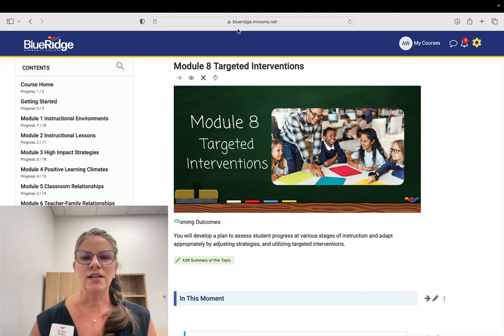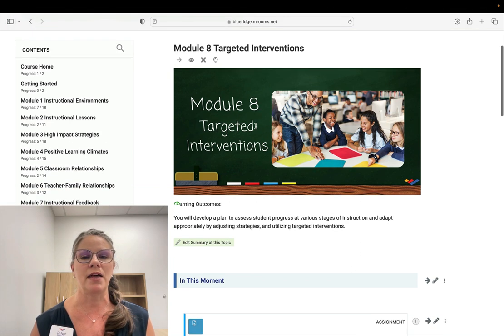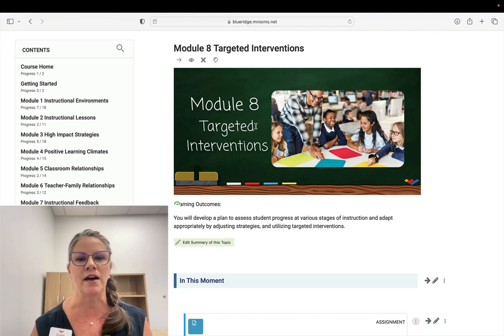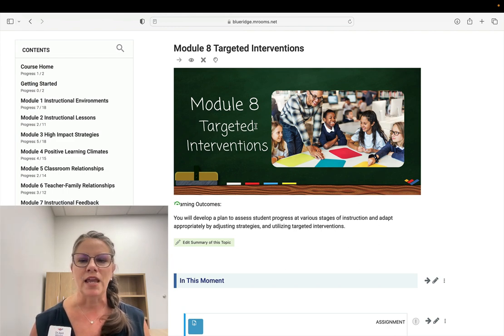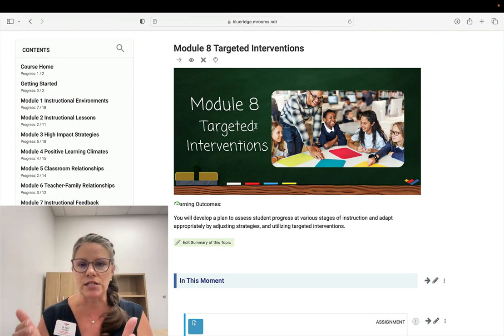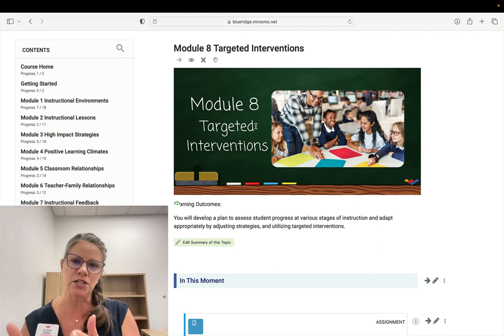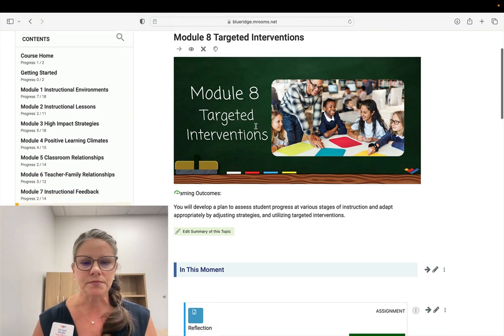So targeted interventions are for those students that have not met their success criteria or their learning targets. So you may have instructed, you've given them some learning opportunities, and they have worked with their peers and they're still not meeting that target. So what are you going to do? Well, you're going to intervene. You're going to keep supporting them, keep teaching them until they meet their target.